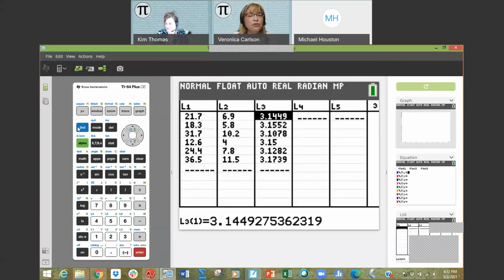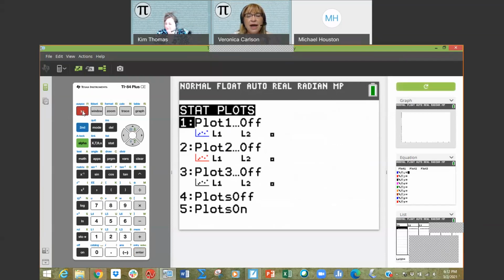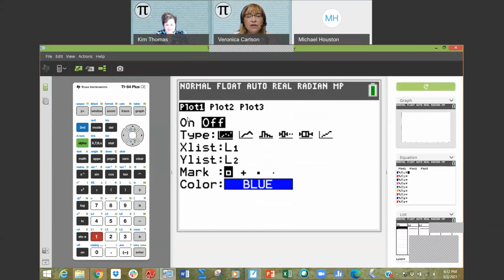I'd like to go over to scatter plot, my stat plot. It's up in blue, so I'm going to go second y equals. Now all the plots are off, and I'm just going to stay with plot number 1. I want to make sure to turn it on. It's flashing on, but you can see that the box is solid on off. To make that stick, I'm going to push enter. Now I have turned on plot 1, and you can see that this box is solid above it as well. I want to have a scatter plot.